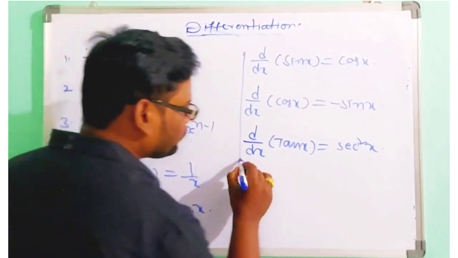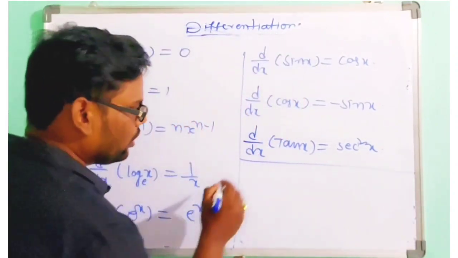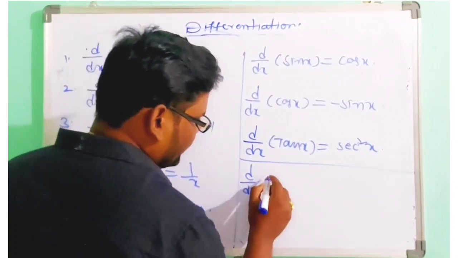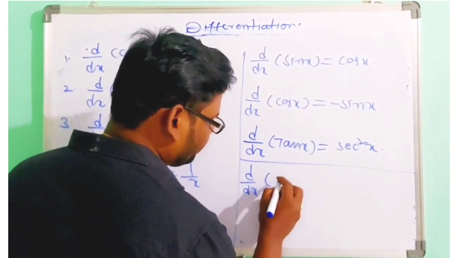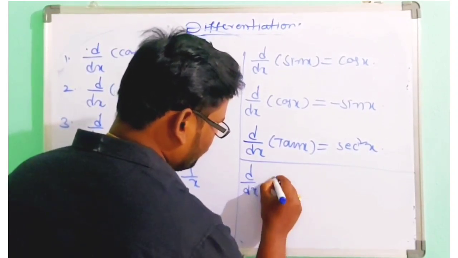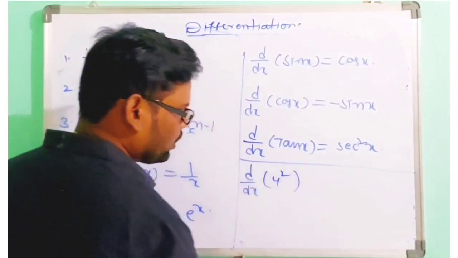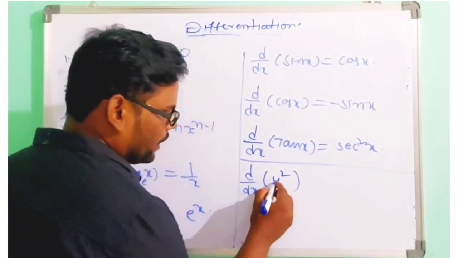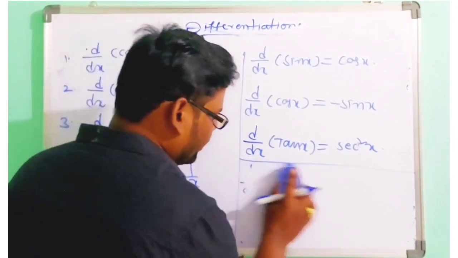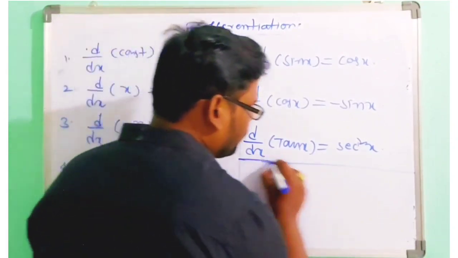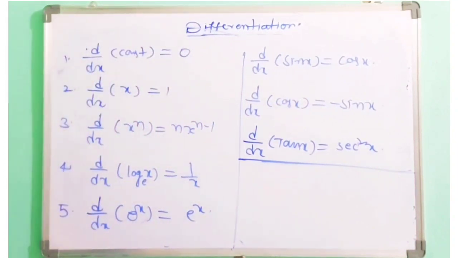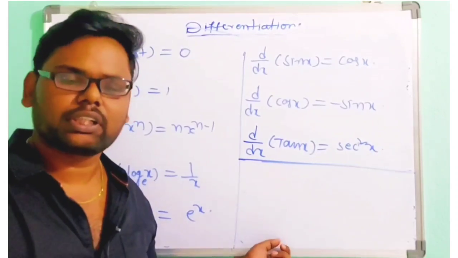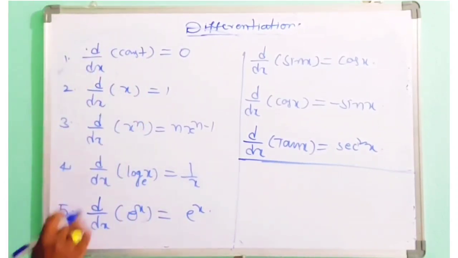And next one, d by dx of y square. So here, for example, sorry, wait a minute. So these formulas are enough to solve the physics problems and understand the physics concepts, isn't it? So now let me take some examples here.